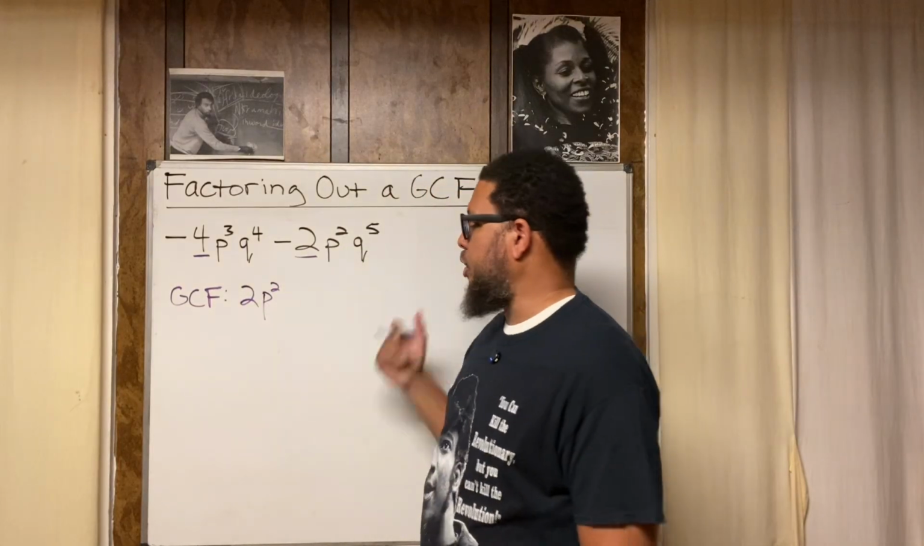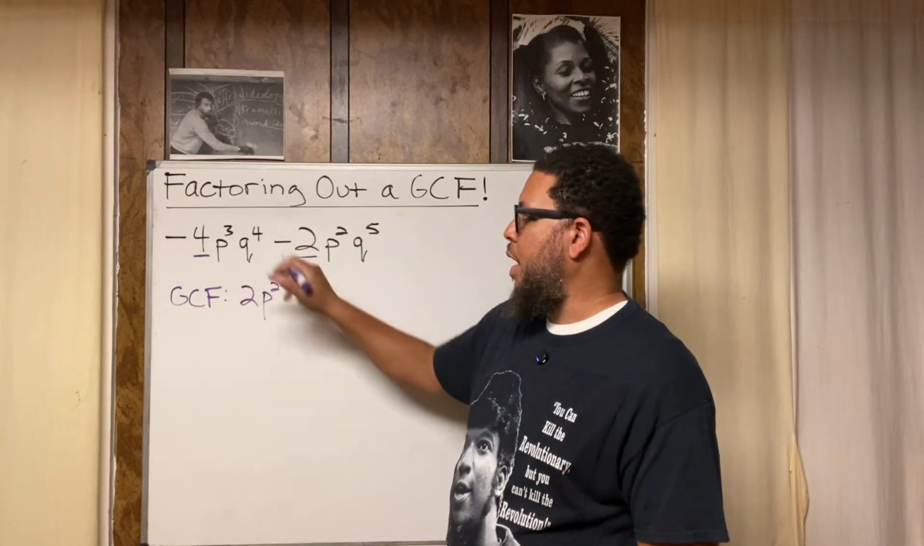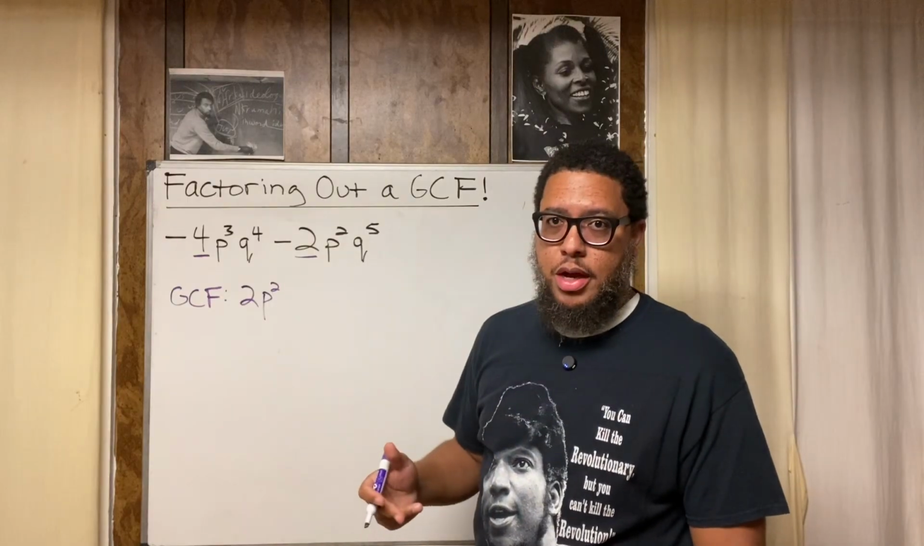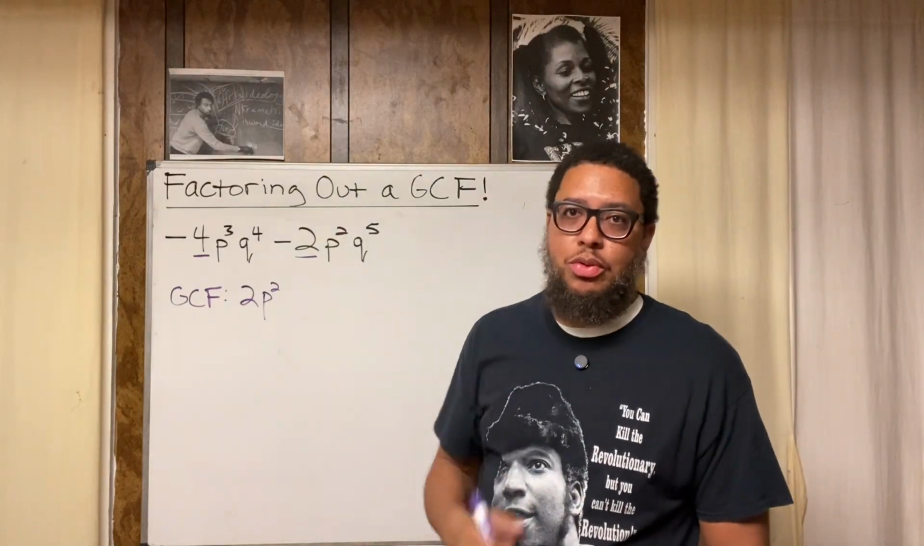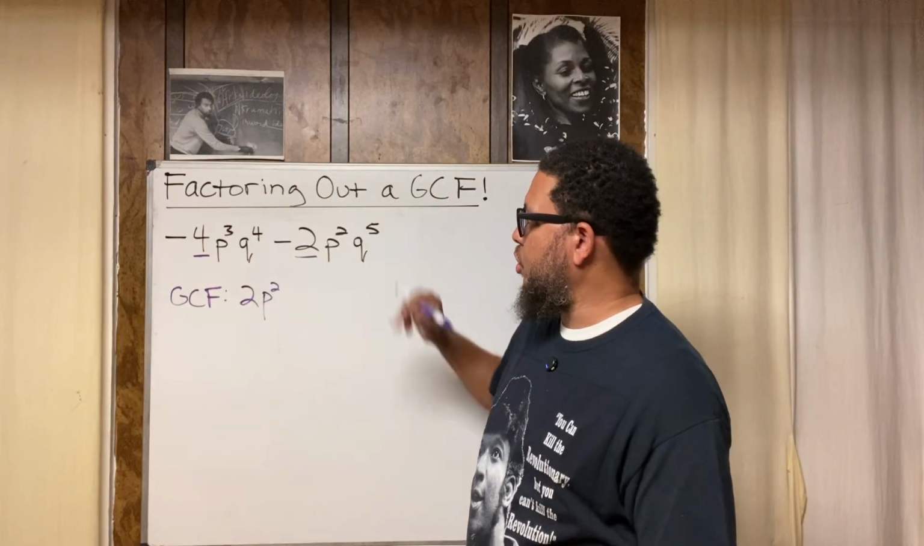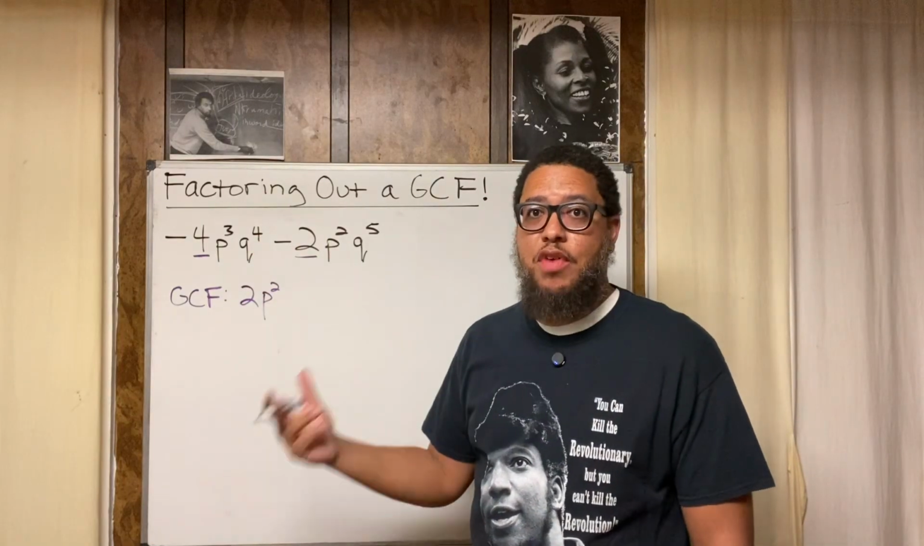And then we do the same thing with the q's. Q to the 4th power, q to the 5th power, right? Q's, right? Like Carter G. Woodson was a Q, a member of Omega Psi Phi, right? So we got q to the 4th and q to the 5th. 4 is less than 5.